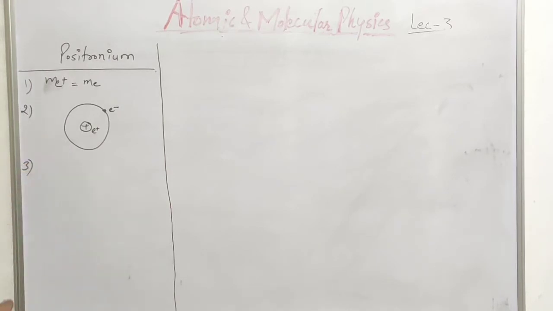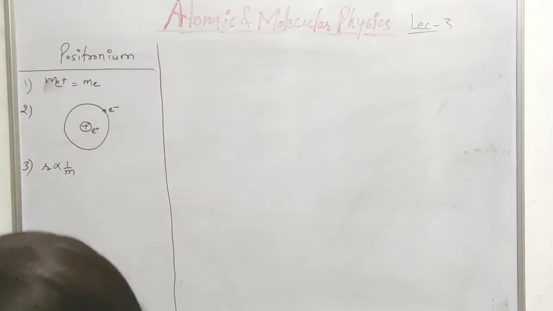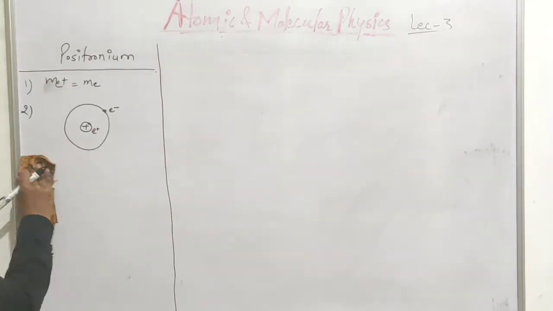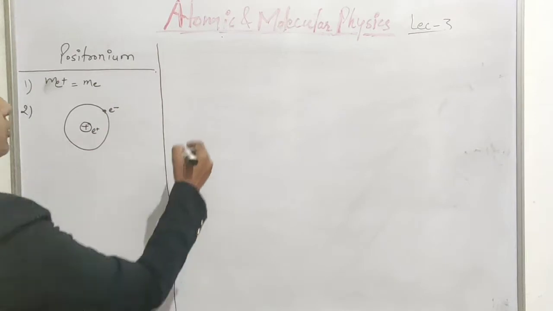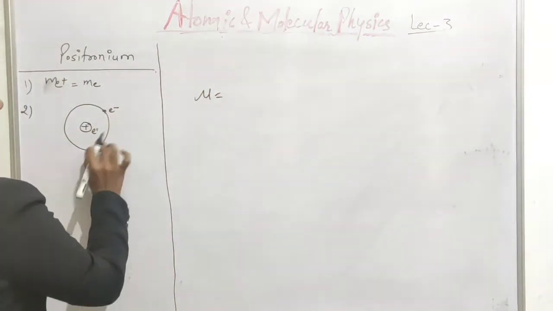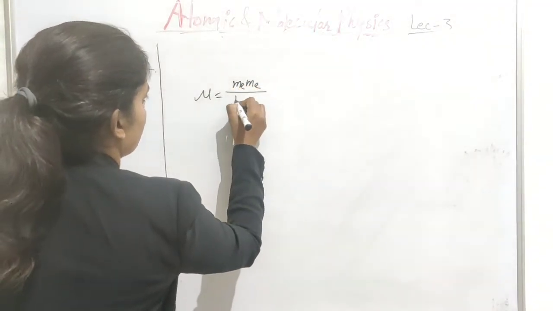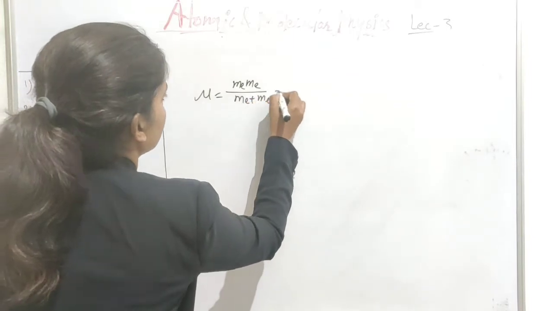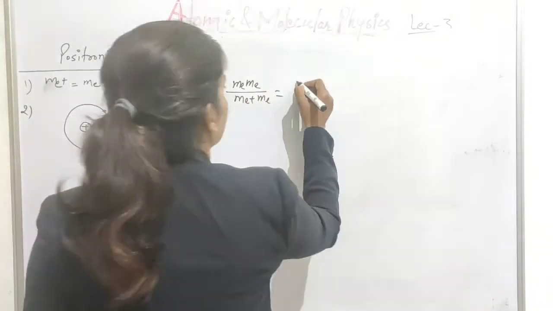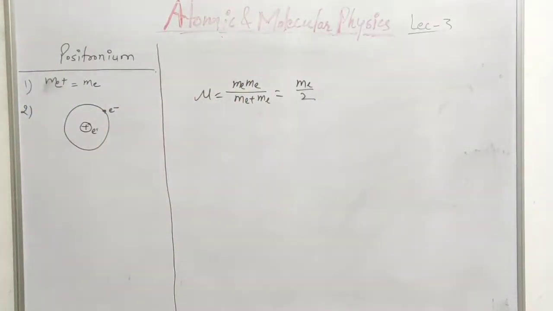Next we will see the radius. You know that radius is inversely proportional to m. First let us solve the reduced mass for this system so that the calculation will become easy. So reduced mass for this system is m1 into m2 over m1 plus m2. m1 is mass of electron, m2 is mass of electron, so me over me plus me. So this comes out to be me over 2. This is the value of reduced mass for the positronium atom.